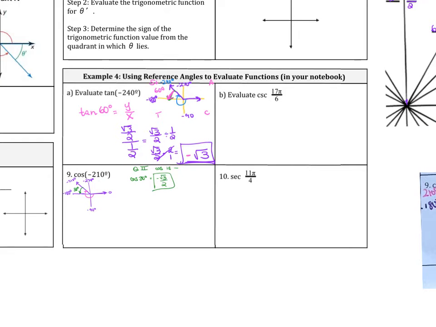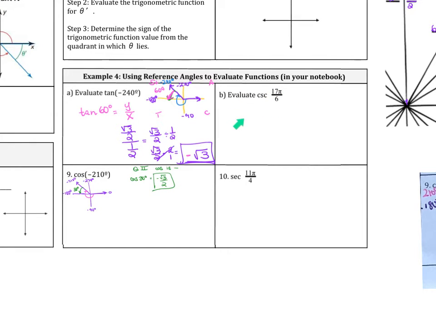Right, and in my previous video, I talked about how to use the unit circle and our reference angles to evaluate functions, and we did the examples in degrees. So now let's do the example in radians. We're going to evaluate cosecant of 17 pi over 6.